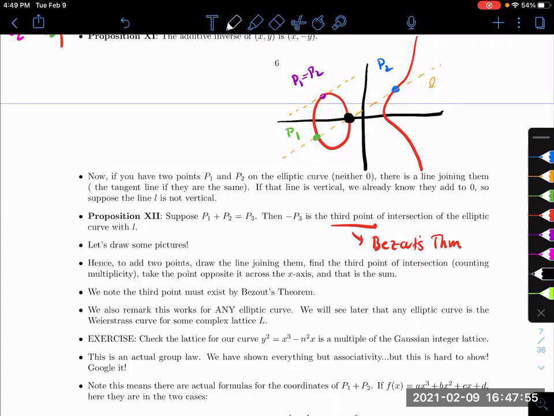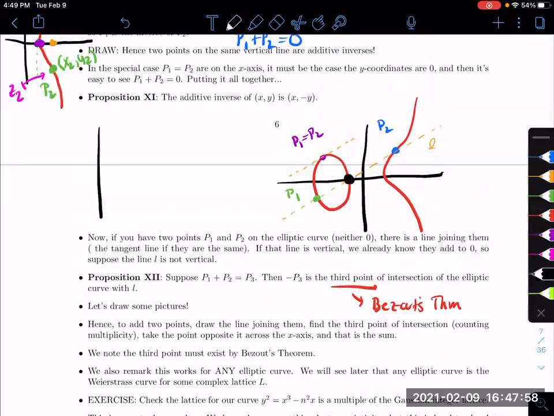So let me draw a better picture. I don't really like this picture that I've managed to draw here. Yeah, so let's actually draw the same type of elliptic curve, but I'll choose 2 other points because my sum wasn't very interesting there. Okay, so we'll take these 2 points, P1, P2.